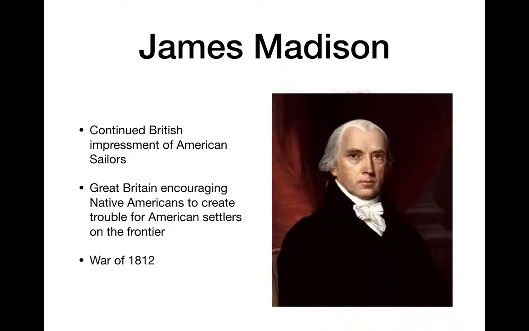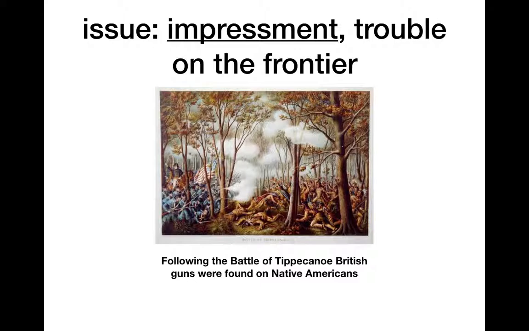Some of the things he's dealing with are that the British were continuing to impress American sailors, and that Great Britain was encouraging Native Americans by supplying them with arms to make trouble for American settlers on the frontier. And this culminates in what becomes known as the War of 1812. So we've got the issues with impressment, which we talked about earlier, that were continuing to happen. And then we see this trouble on the frontier.